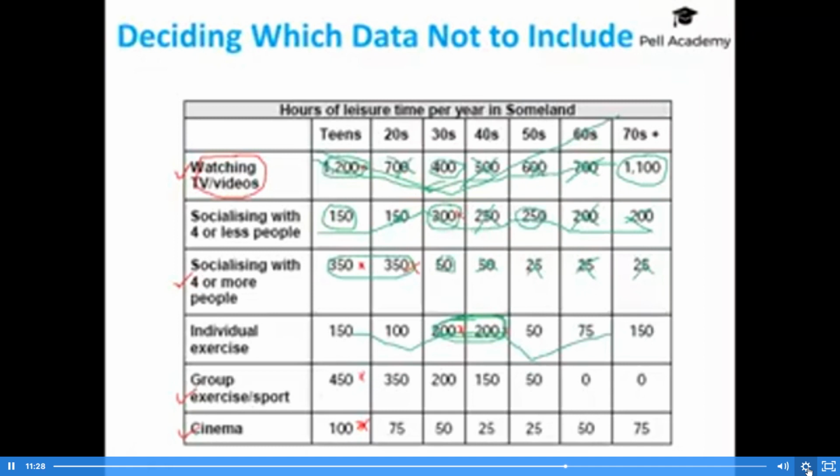Okay, group exercise or sport. So obviously the 450 because that's the highest one. Okay, I think what is significant about this one is that it tapers off at age. So it starts at 450, down to 350, down to 200, down to 150, down to 50, and then 0 for the last 2. So it's a steady decrease from the very start to the end.